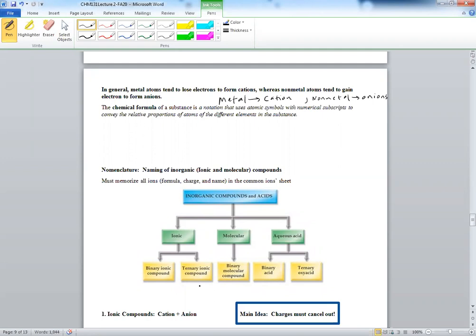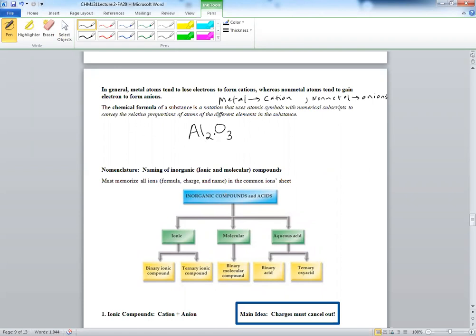So the chemical formula of a substance is a notation that uses atomic symbols with numerical subscripts to convey the relative proportion of atoms of different elements in the substance. So what does that all say? Well, let's give you an example. Let's say I have aluminum oxide. So aluminum doesn't rust. It actually forms a thin coat of aluminum oxide, but it still protects it much better than iron from rusting. So what does this notation mean?